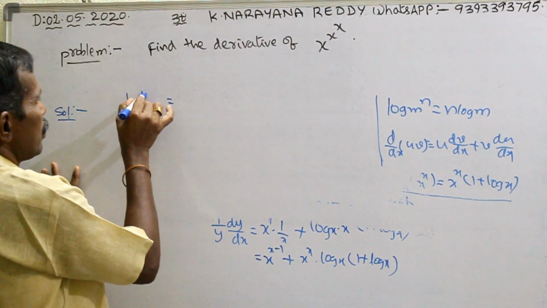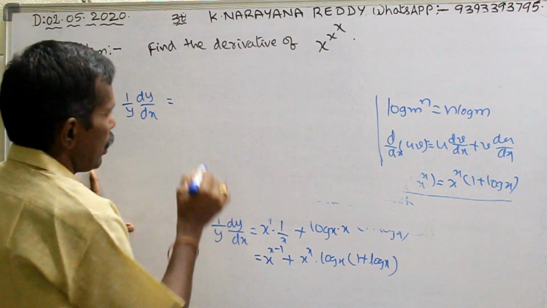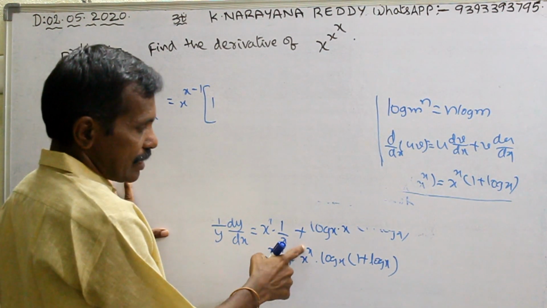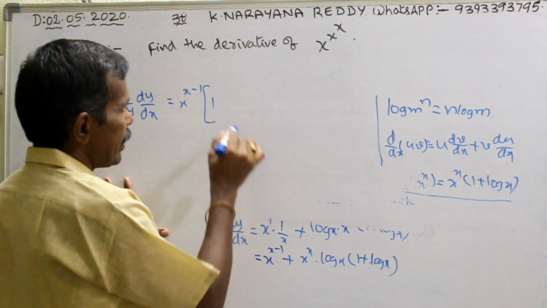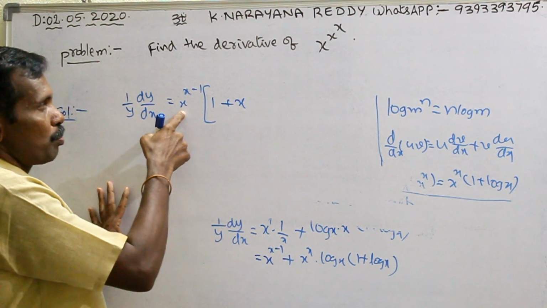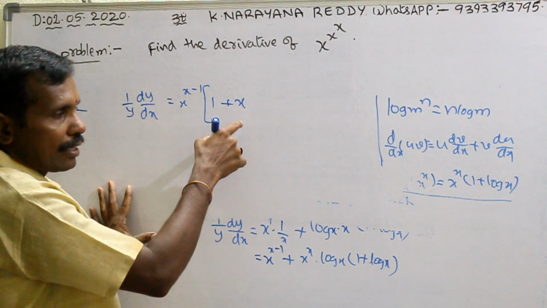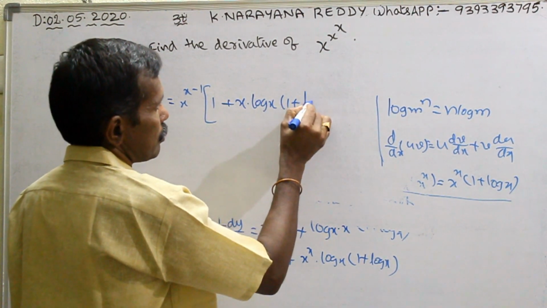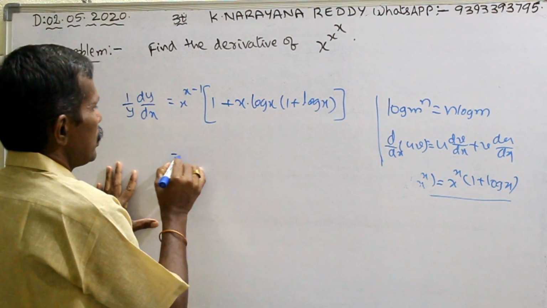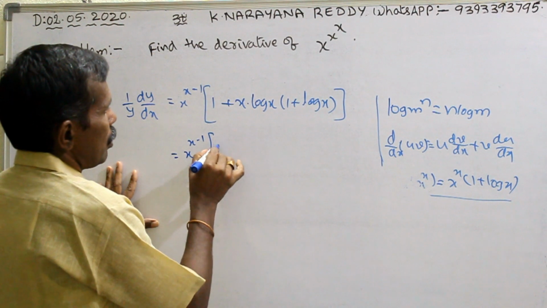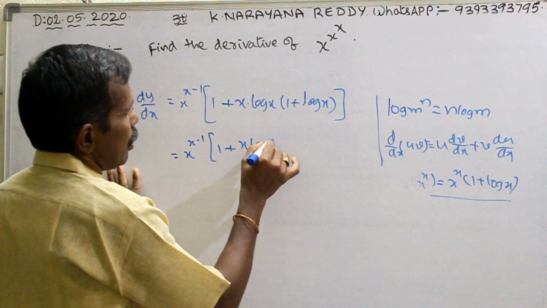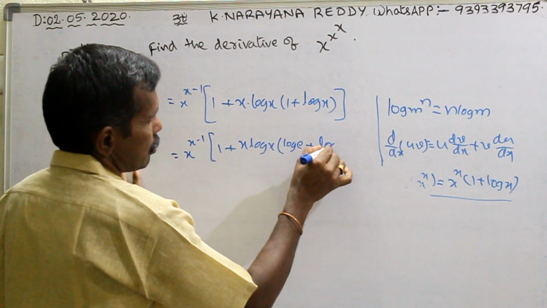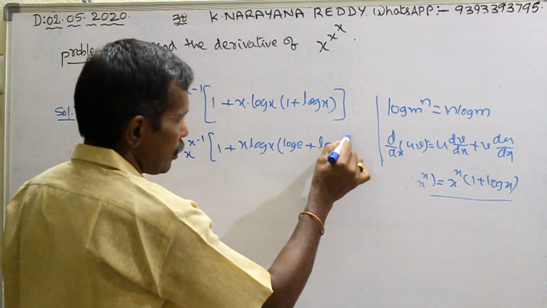1 by y dy by dx equals x to the power of x minus 1 common, 1 remains. Here x to the power of x is there, so I'll write here x, because x to the power of x minus 1 is common. That is why I am taking x here. Now log x into 1 plus log x. Okay. See here, x to the power of x minus 1, 1 plus x log x. I'll write in the place of 1, log e plus log x. No problem about that. Okay.